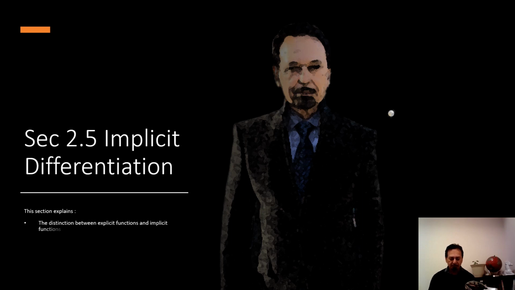Implicit differentiation. This section explains the distinction between the explicit function and the implicit function. It also explains how to use implicit differentiation to find the derivative of an implicit function.